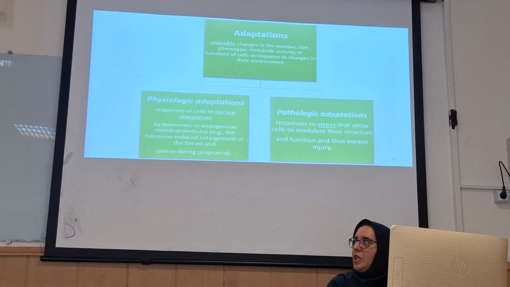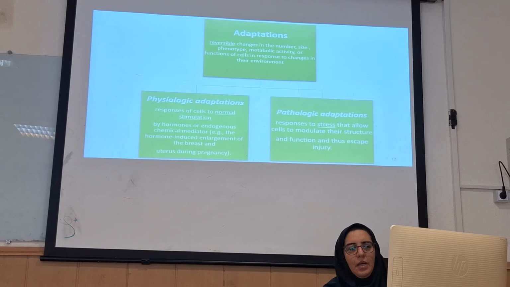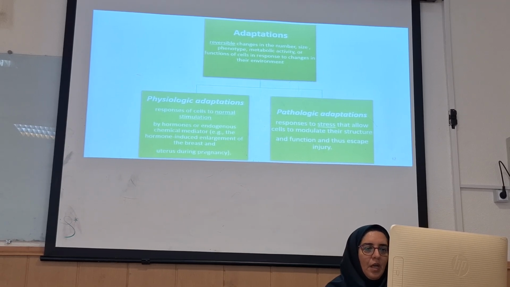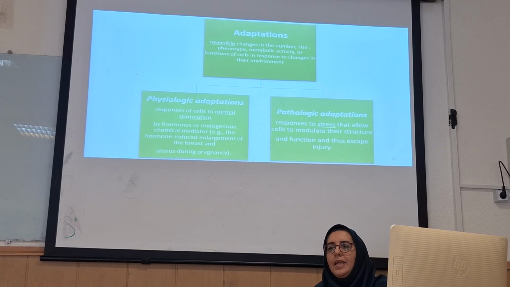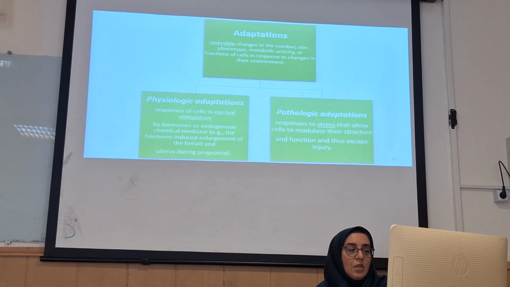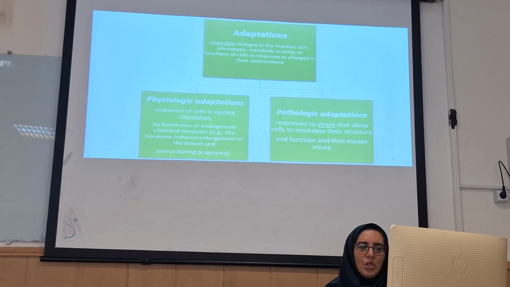When we have adaptation, it's a reversible change in the cell, in number, in size, and in phenotype. In a physiologic situation, we have an adaptive response in the cell and organ. For example, in pregnancy, there is a need for a large uterus. Or breastfeeding needs a large breast, with proliferation of the number and size of cells. It's physiology. But with some stress agents, we have pathologic adaptation.